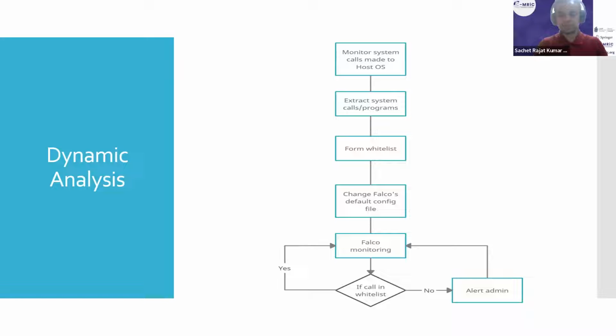And this is the procedure that it follows. If the call is in the whitelist, then there is no reason for Falco to alert the admin. Hence, it just continues monitoring. If not, it will alert the admin and then proceed back to monitoring.